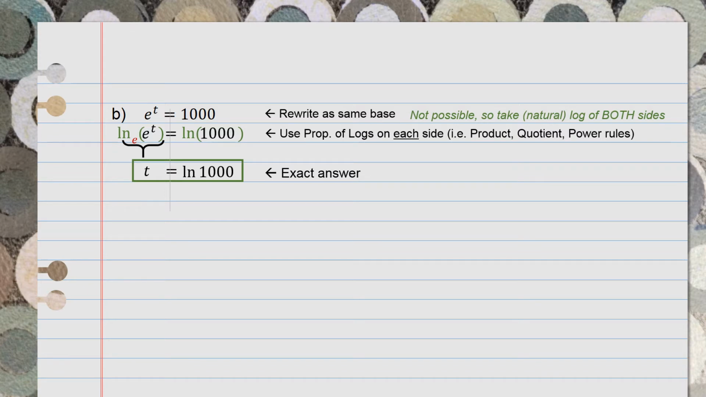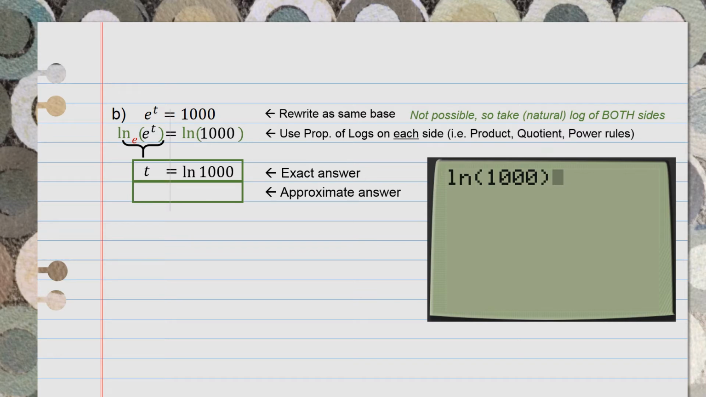But we still need to find the approximate answer. So we will need to use our calculator. So in this case, we will hit the ln button, the natural log button, type in 1,000, close the parentheses, and then select enter. You should find the same value as me. Again, we need to round to 3 decimal places, and we should find t is approximately 6.908. Notice we did have to round up in this particular problem.